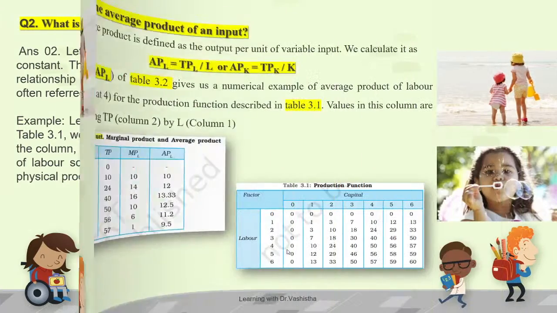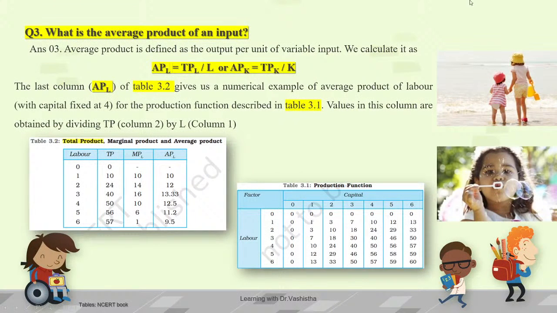Moving ahead. Now moving to the next concept. What is the average product of an input? So average product is nothing else but the output per unit of variable input. The mathematical formula here, AP is the average product. For example, we are talking about the average product of labor, L is labor here. So APL would be equal to TPL upon L, the total product of L upon L.